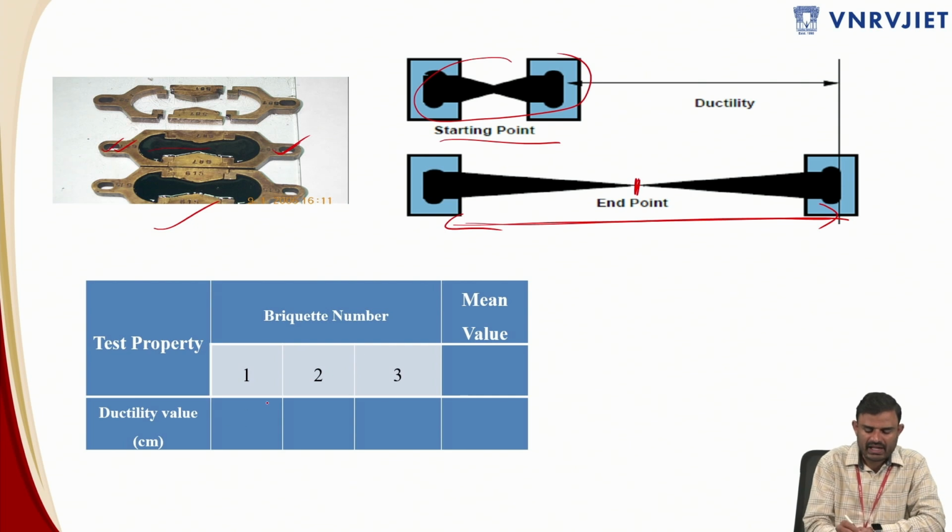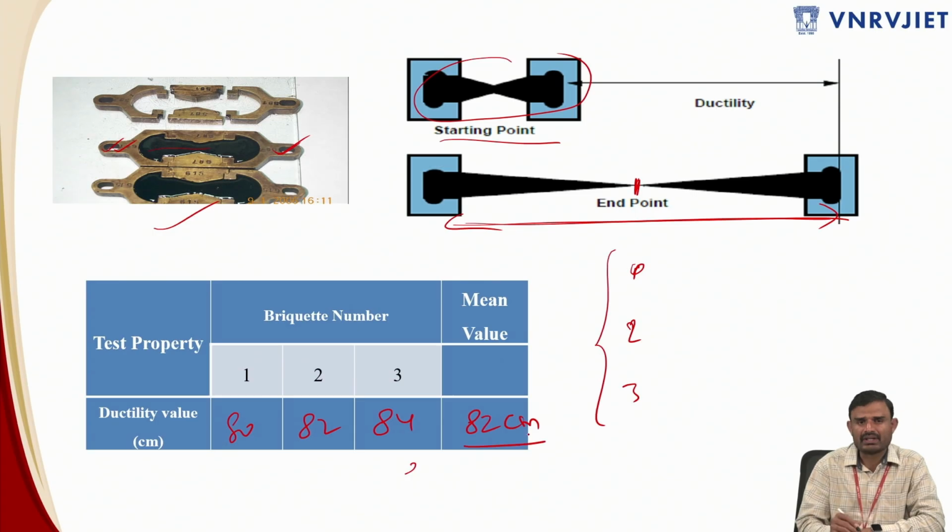Again, the same thing, we have an observation sheet over here. You can place 3 at a time. There is a provision of providing 1, 2 and 3 briquette molds at a time. You can take the average value. For example, if I'm getting one as 80, another as 82 and the other as 84, then you can directly represent the mean value as 82 centimeters. That is the ductility value.